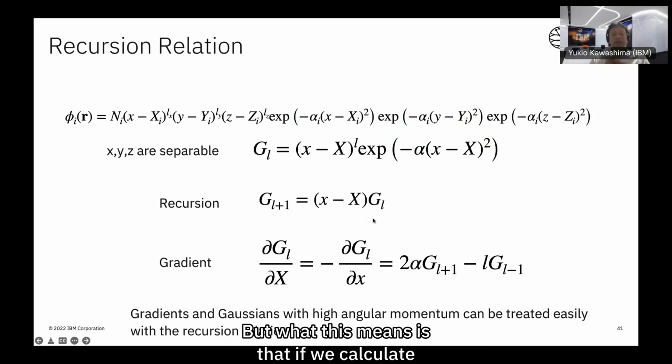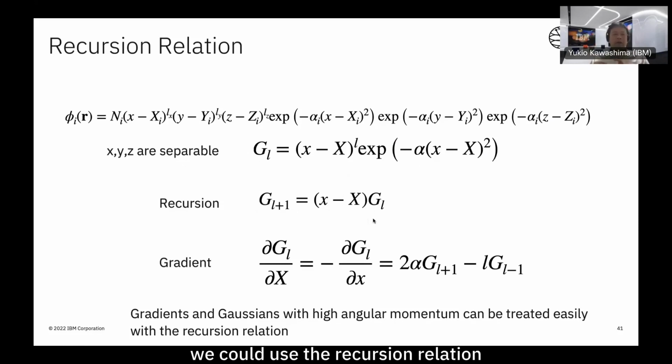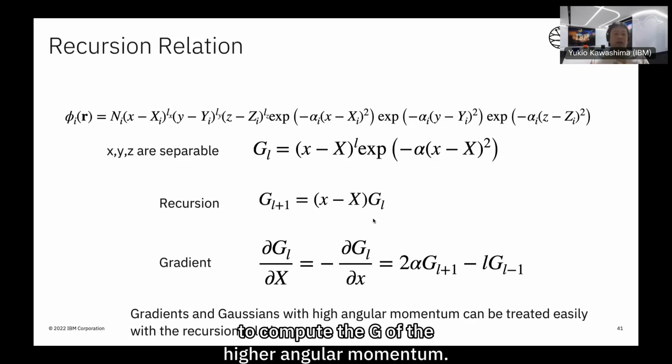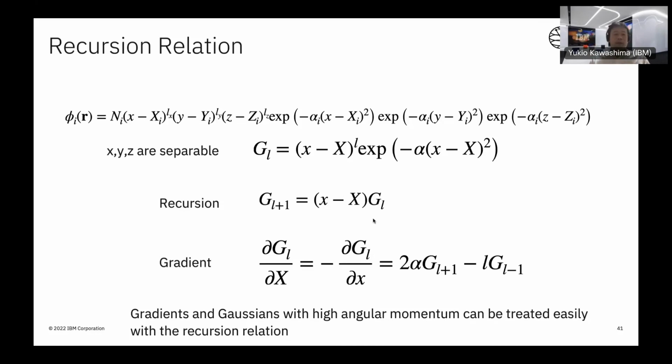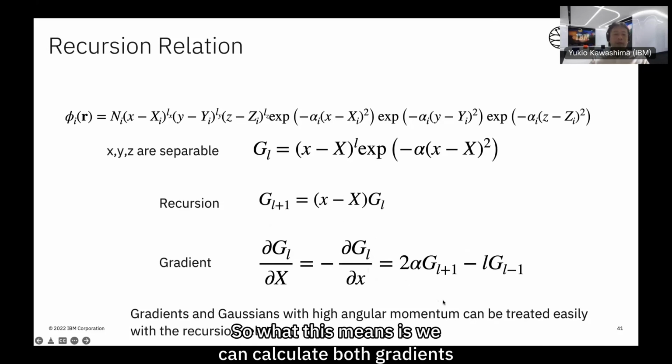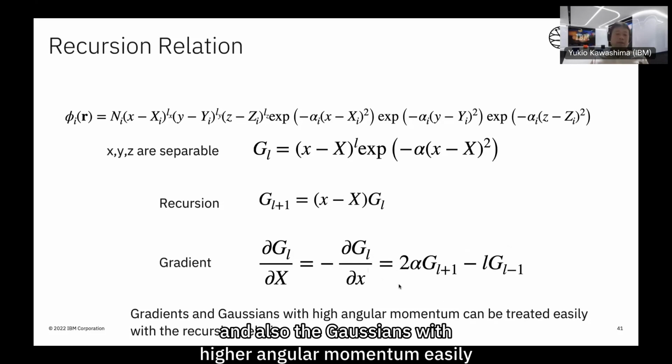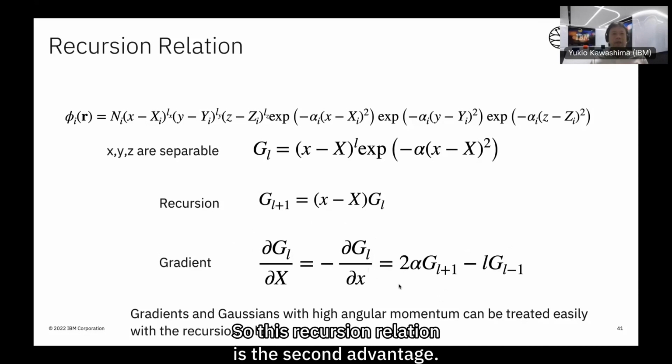But what this means is that if we calculate G with lower angular momentum, we could use the recursion relation to compute the G of the higher angular momentum. And also, if we once calculated G, then we can easily calculate the gradients shown in this recursion relation form. So what this means is that we can calculate both gradients and also the Gaussians with higher angular momentum easily using the recursion relation. So this recursion relation is the second advantage.